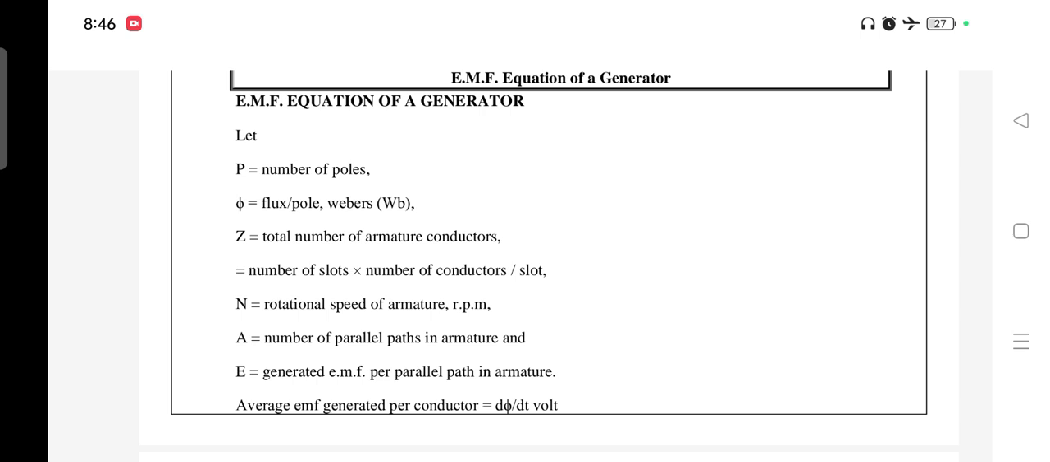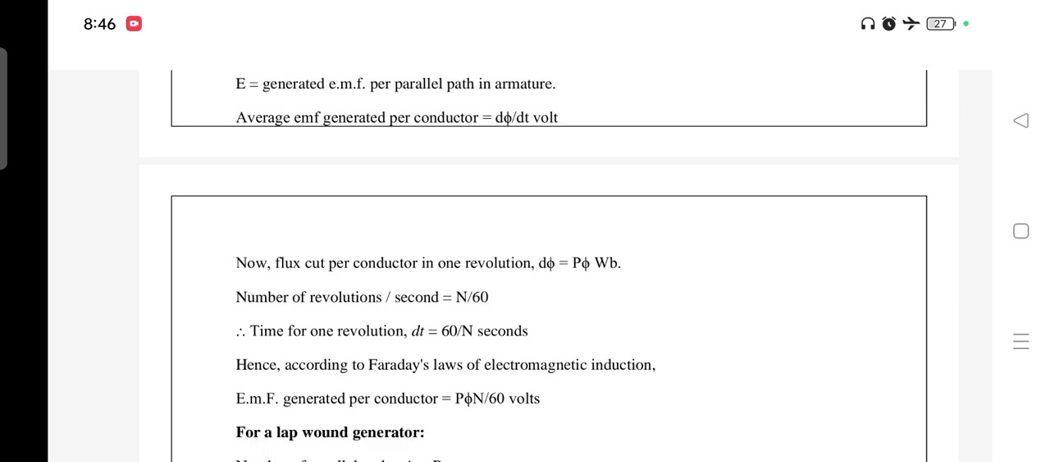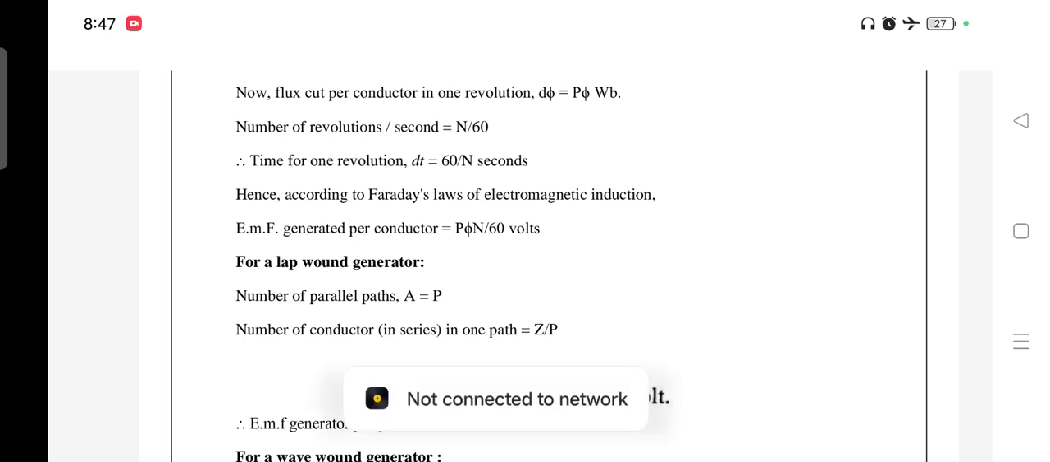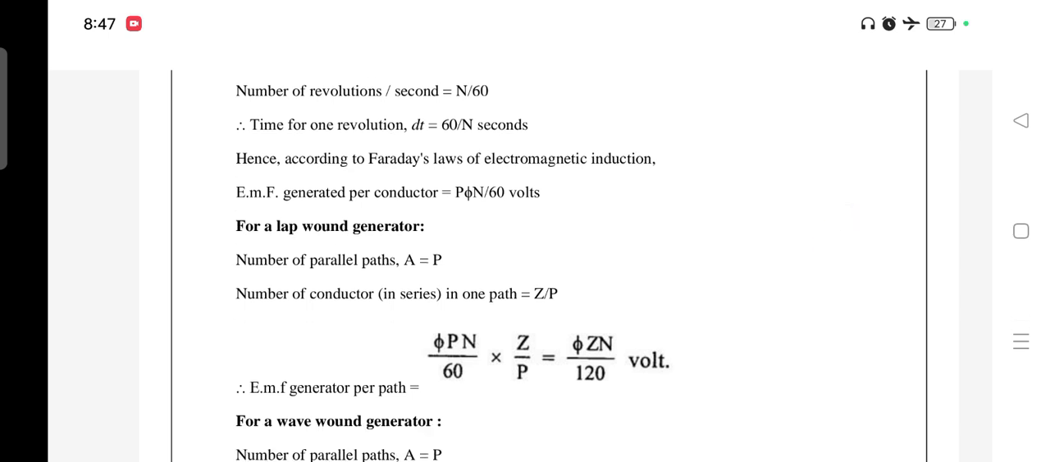So the average EMF generated per conductor is equal to d phi divided by dt, and the flux cut per conductor in one revolution is d phi equal to P phi, measured in Weber, and the number of revolutions per second is equal to N divided by 60. Time for one revolution is dt equal to 60 divided by N seconds. Hence, according to Faraday's law of electromagnetic induction, the EMF generated per conductor is equal to P phi N divided by 60 volt.